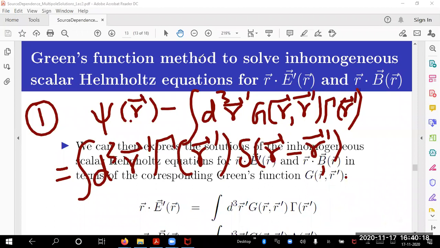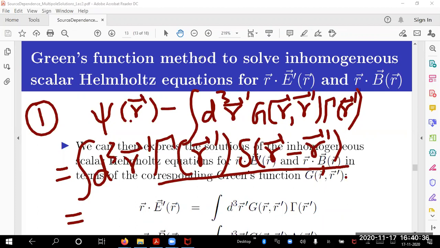Now what I have is, if I have this, then what is the result of this equation? Do I know how to solve this? Do you know what is gamma of r prime? Delta of r minus r prime.